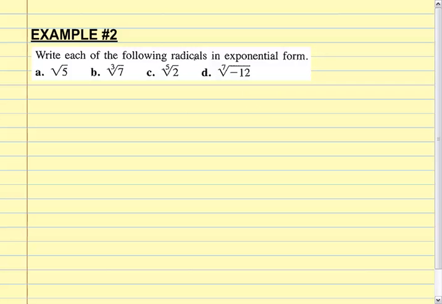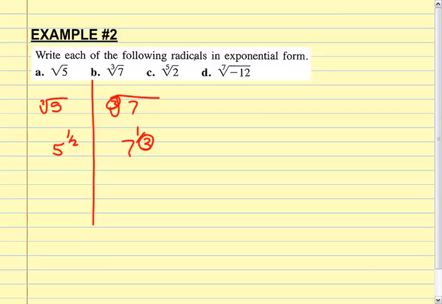On the next example, it says, write each of the following radicals in exponential form. Now, something that you don't know necessarily is that square roots or any kind of roots are actually written as a fraction. So the square root of 5 is actually written as 5 to the 1/2 power, okay? You'll see that this is a 2 right there, square root. That's what I put in the denominator of the fraction. For b, it says cube root of 7, so that's 7 to the 1/3, right?